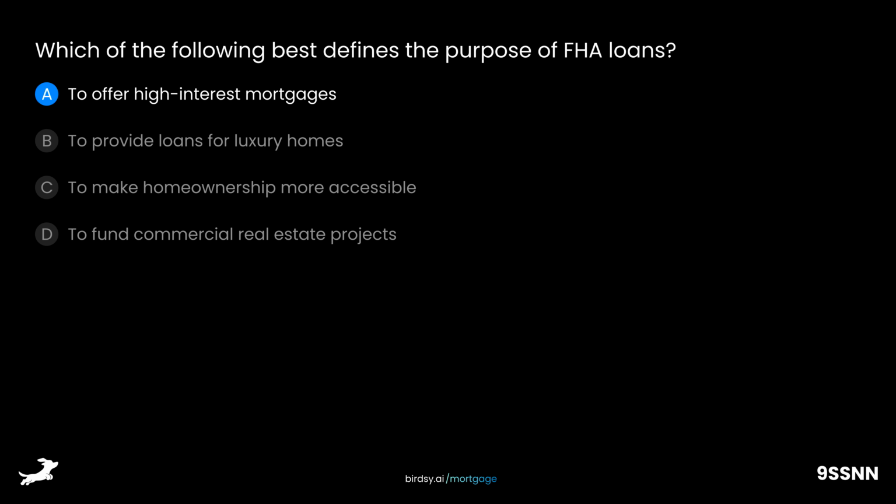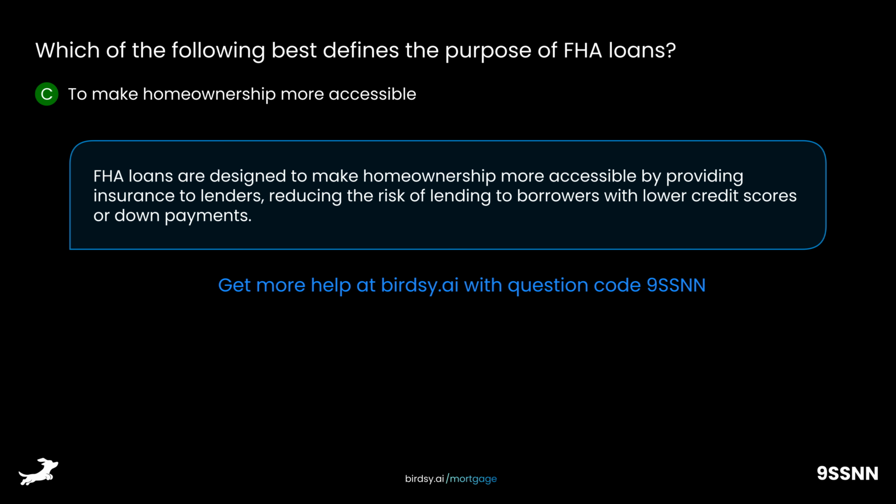Is it A, to offer high-interest mortgages, B, to provide loans for luxury homes, C, to make homeownership more accessible, or D, to fund commercial real estate projects? The answer is C, to make homeownership more accessible. FHA loans are designed to make homeownership more accessible by providing insurance to lenders, reducing the risk of lending to borrowers with lower credit scores or down payments.